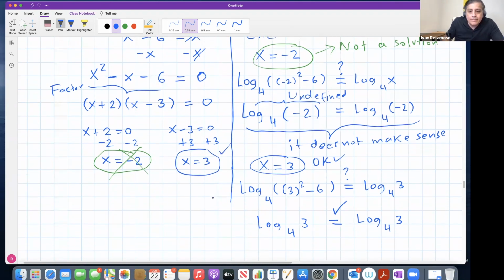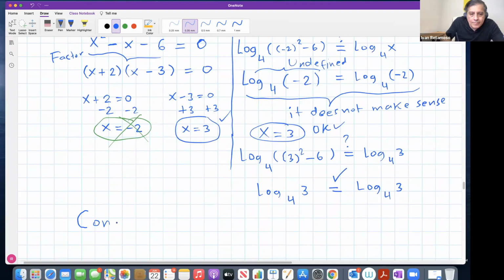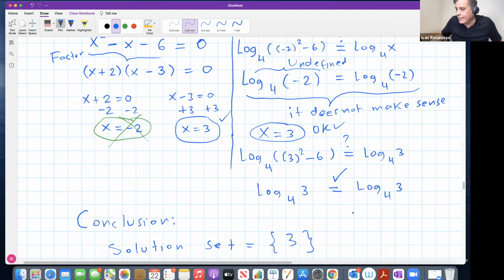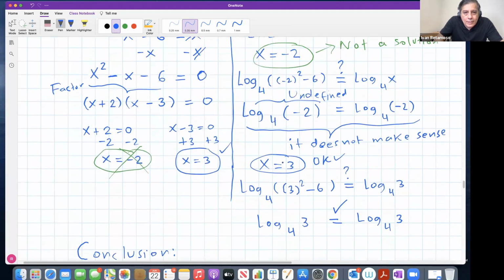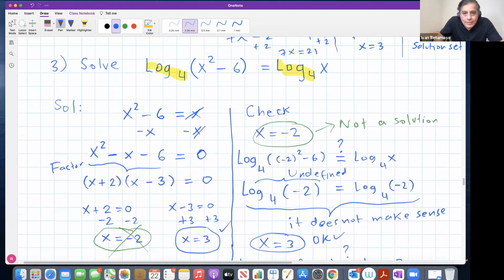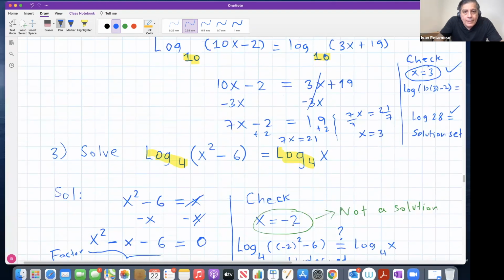So the conclusion should be, the solution set is just this. Within braces, you put the ones that check. Just 3, not -2. Just this one. Be careful there, guys. Just the number 3, not -2. All right, so now that I've shown you how to deal with this quadratic form, be very careful with the checking there.